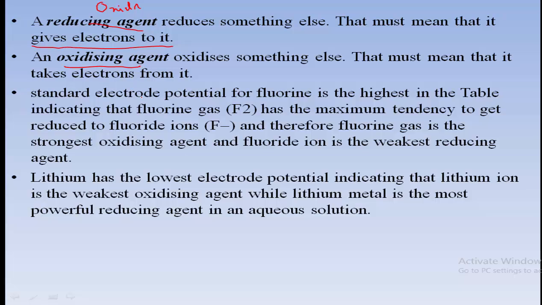ರಿಮೆಂಬರ್ ದಿಸ್. And standard electrode potential for fluorine is highest, and hence the fluorine has the maximum tendency to get reduced to fluoride ions, and therefore fluorine gas is the strongest oxidizing agent, as I have already mentioned it. And weakest reducing agent, fluorine ion ಏನಾಗುತ್ತೆ ಇದು, ಫ್ಲೋರೈಡ್ ions, they are strongest oxidizing agent and weakest reducing agents. And lithium has the lowest electrode potential, and hence it is the weakest oxidizing agent, but it is the most powerful reducing agent in an aqueous solution. Okay, so remember these points.